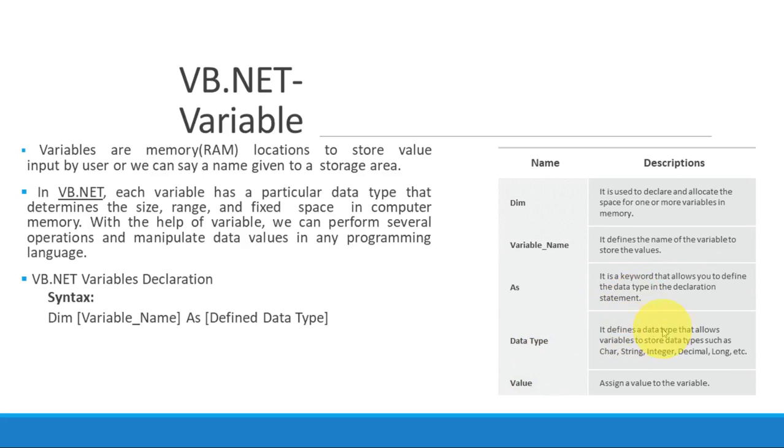Then data type defines the data type that allows variables to store data such as char, string, integer, decimal, long, etc. And value assigns a value to a variable. So we can say that variables are the symbolic names given to the memory locations to identify the data, and they are basically used for storing a value which helps to manipulate the data, and the variable values keep on changing during the run time.